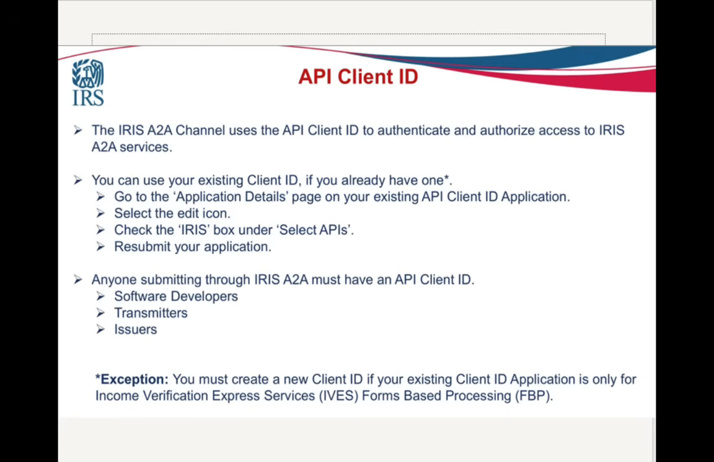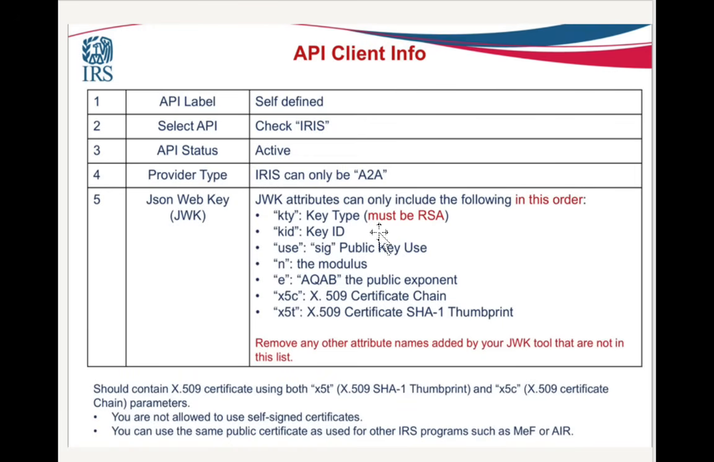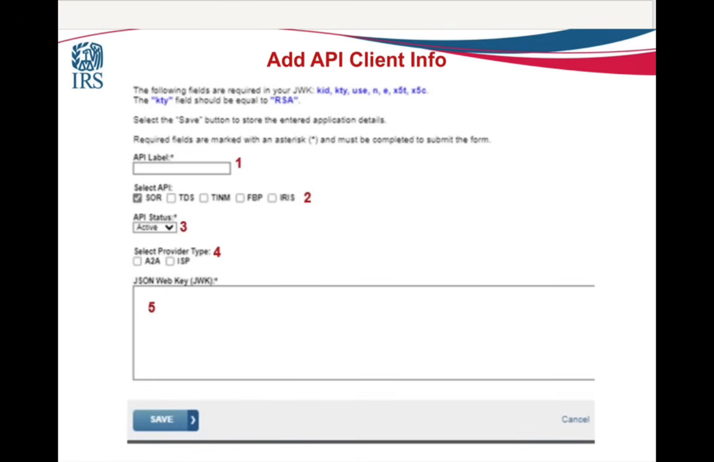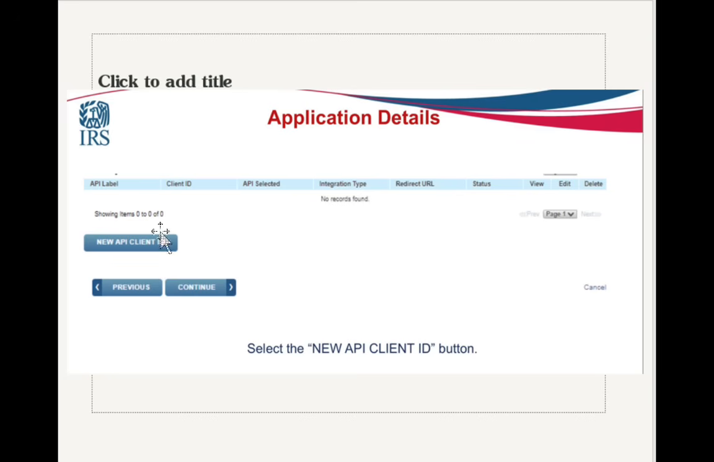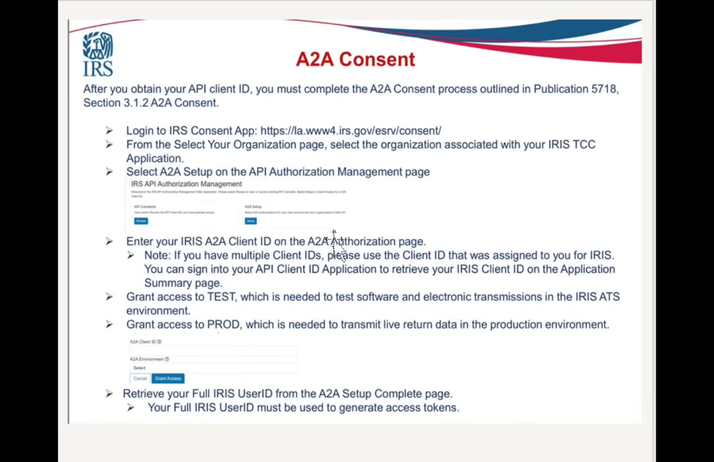You can use your existing client ID if you already have one, or anyone submitting through the A2A must have a client ID. So what's the client ID info? It's self-defined, status, provider type, and the JSON key. These are the important fields that you must work on. The client ID info is given there, and all the details you will see in the e-Services.